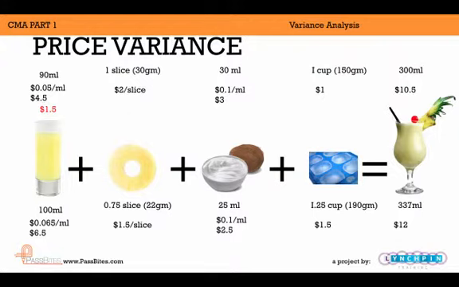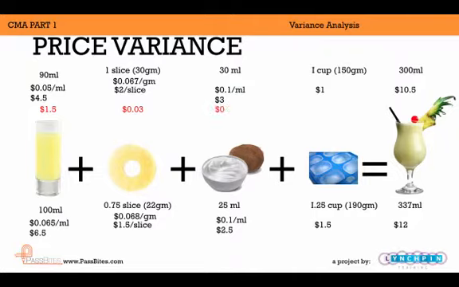For pineapple slice, we do not have a per gram cost, so I will find a per gram cost for standard and actual. Taking a difference and multiplying it with 22 grams, which is the actual quantity, we get an unfavorable variance of $0.03. Similarly, for coconut, we will see that there is no difference in the prices, so there will be no variance. So we have a $0 here.